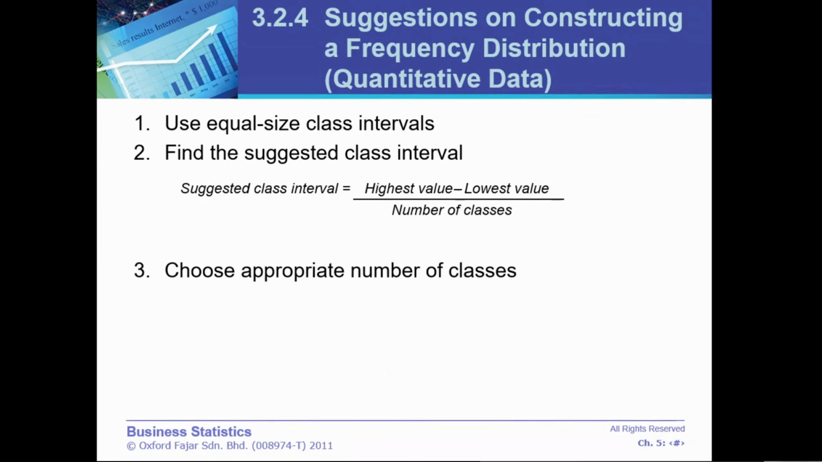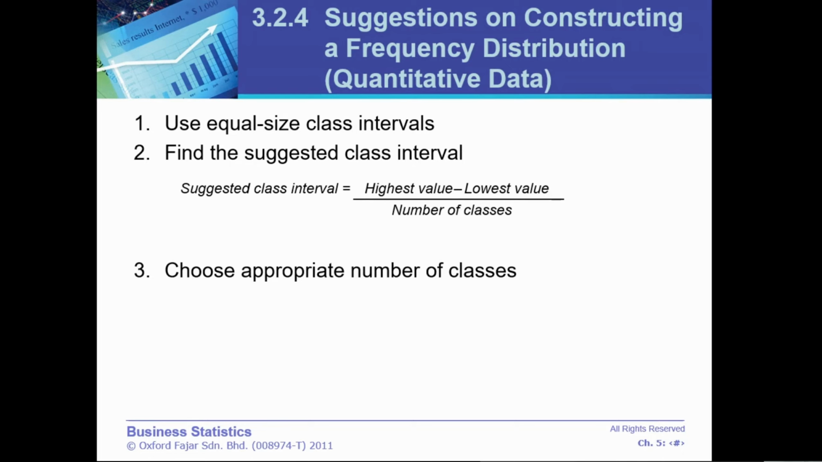So we have some advice for the class intervals. In case you don't have an academic background about how you divide the intervals, or there is no research deciding the intervals, try your best to make your intervals equal. Second, find the suggested class interval, which is the high value minus the lower value divided by the number of classes.